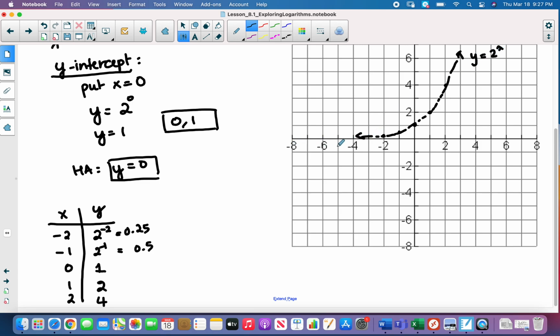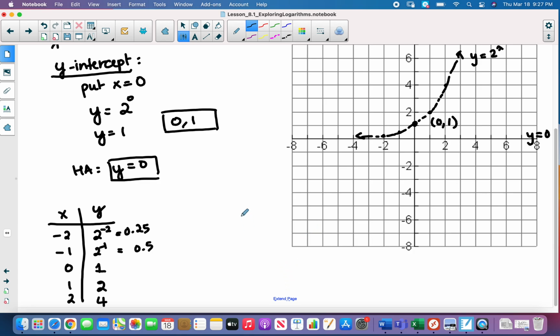And we can see it's approaching the x-axis, but it'll never meet it. So this is the equation of the horizontal asymptote, which is y equals 0. And we can see that the point we have here, which is the y-intercept, is (0, 1), which we have right here. Okay, so all the key features of that function are there.